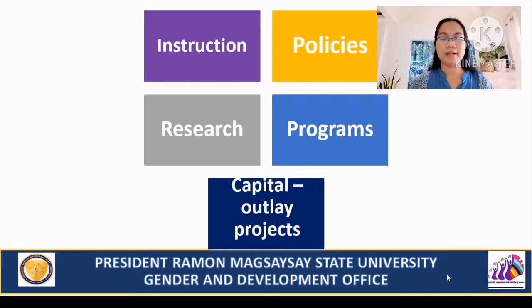Now, I will show you what are the entry points. If we are going to attain gender fair education, here are the entry points. We can look into the instruction. We can look into educational policies. We can look into research programs and also capital outlay projects of the university. Siyempre, the teachers will play a major role dun sa instruction and also research. And then the administrations will play a major role when it comes to policies, programs, and capital outlay projects. So, iisa-isahin po natin yan so that we will be able to know how can we attain gender fair education through those entry points.